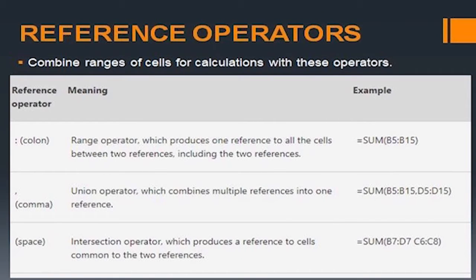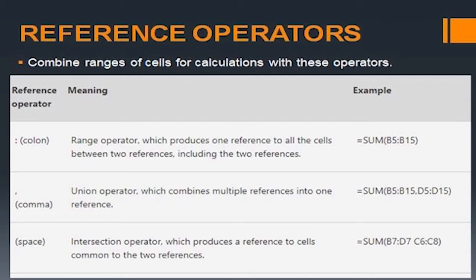Next one is reference operators. Reference operators means, see here, combine ranges of cells for calculation with these operators. Reference operator like colon, the range operator, produces one reference to all the cells between the two references, including the two references. Like this, we are going to use equal to SUM of B5 to B15. In that case we are using the colon symbol.